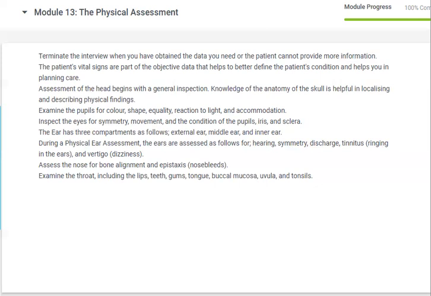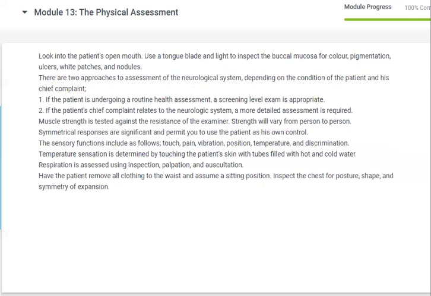Examine the throat, including the lips, teeth, gums, tongue, buccal mucosa, uvula, and tonsils. Look into the patient's open mouth. Use a tongue blade and light to inspect the buccal mucosa for color, pigmentation, ulcers, white patches, and nodules.